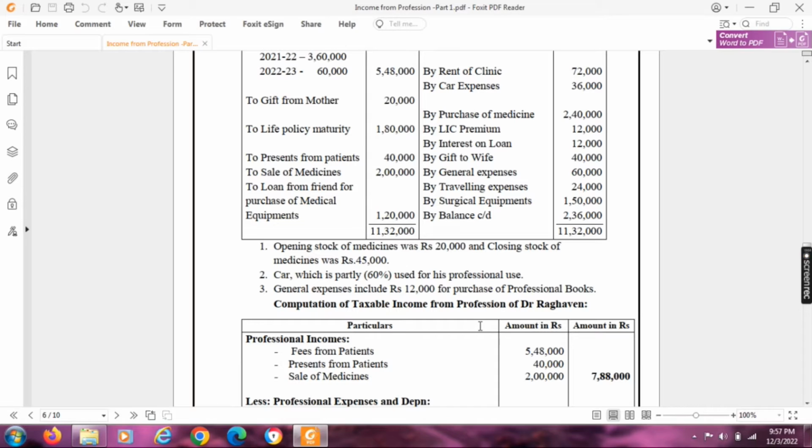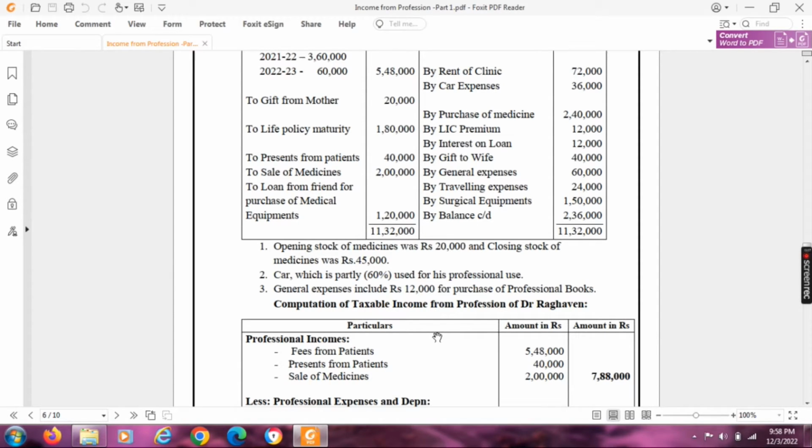So the books of accounts are maintained under cash basis, so opening stock and the closing stock will be ignored. Next, car, which is partly, 60%, used for professional use. Any car expense is 36,000. Out of 36,000, 60% only is treated as his professional use. The balance 40% will be ignored.